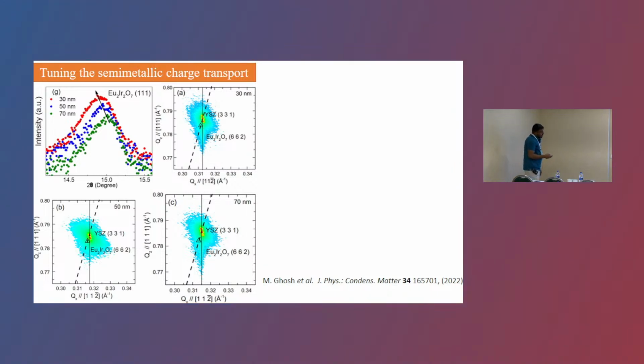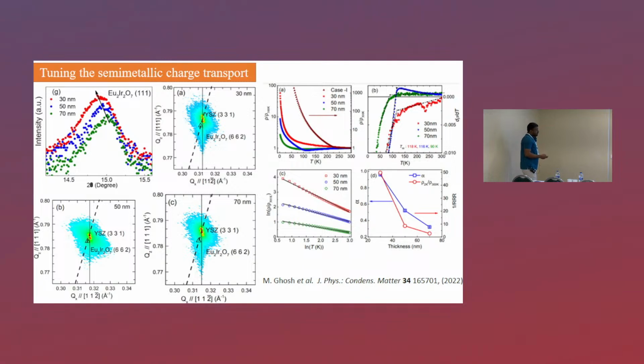Now if you see the transport properties, the red curve is the normalized resistivity versus temperature plot for 30 nanometer. In 30 nanometer, we are not seeing any metallic behavior at high temperature; rather, the resistivity started increasing from 300 Kelvin and going down to 2 Kelvin. So we are missing the metal-insulator transition for 30 nanometer. Rather, if you see the 50 and 70 nanometer, we can see nice metallic behavior at the high temperature region and a nice change in slope at around 100 Kelvin.